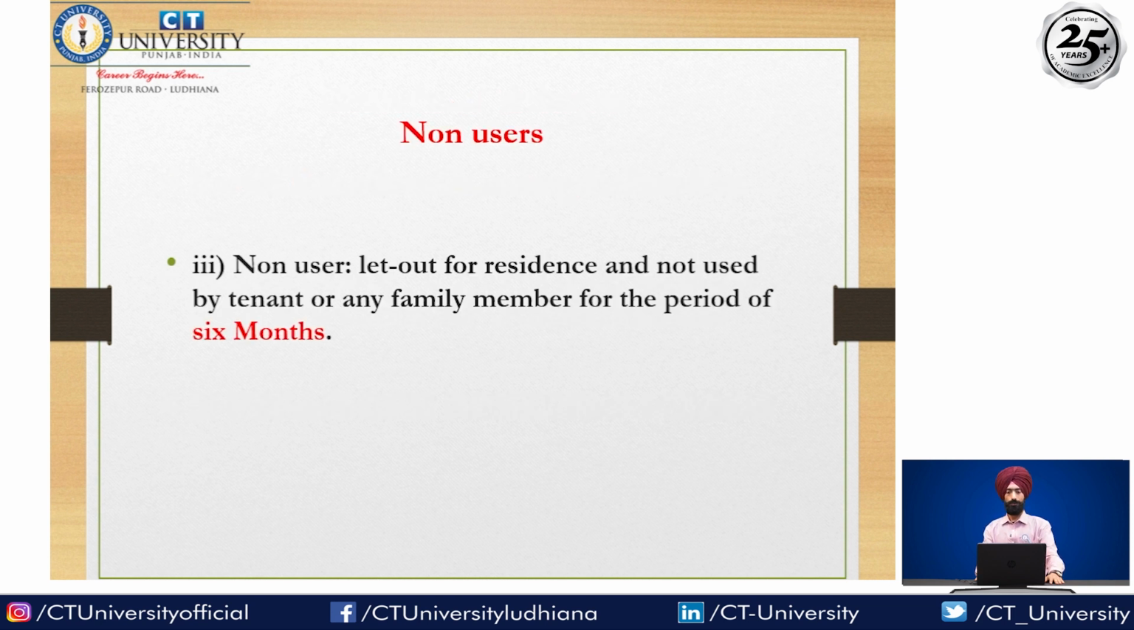So the next ground is non-user. Non-user means the property which has been let out by the landlord to the tenant still remains not occupied by the tenant, and it has been vacant for the last 6 months consecutively. In that situation, the landlord has a right to evict the tenant on the ground of non-usage of the property, because it was vacant and no family member is residing in the same property for the last 6 months. It is not coming into the usage of the tenant and their family members. So on the basis of such ground, the property can be evicted by the landlord.